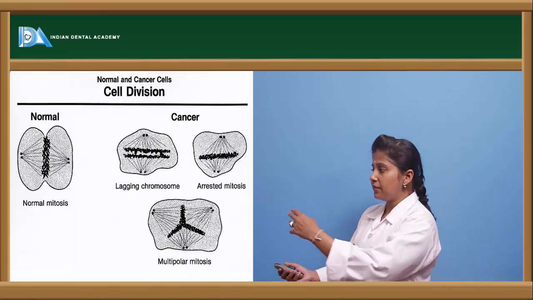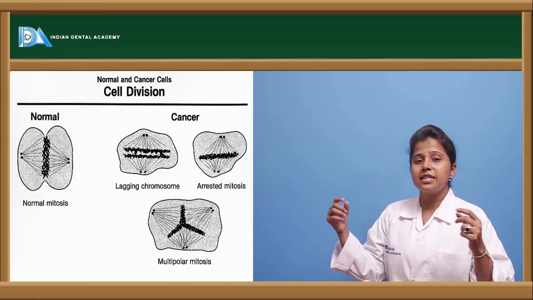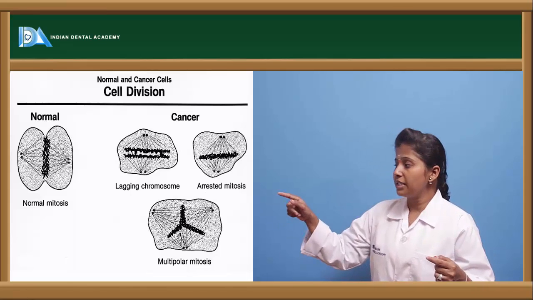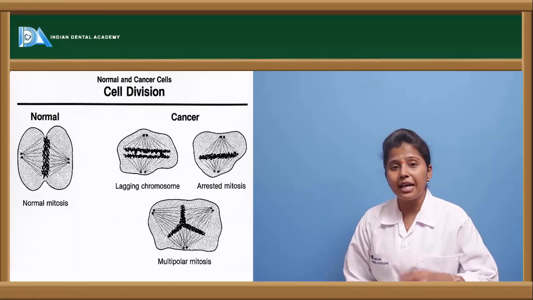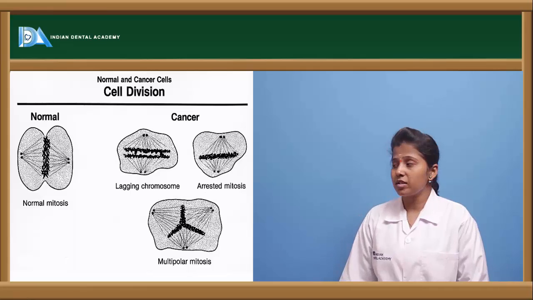And if we see here, the multipolar mitosis. Usually the spindle fibers initiate from only one end, but here the spindle fibers are initiating from many ends. So here we can observe multipolar mitosis in the cancer cells.